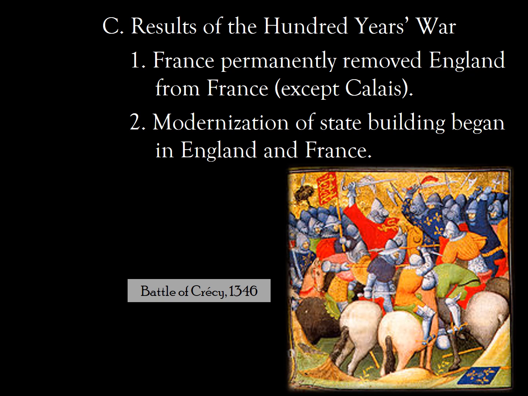It also resulted in the modernization of state building. This will begin in both England and France, leaving feudalism behind and ultimately creating stronger centralized monarchies in both nations, challenging the power of those nobles and the power that they had had under the feudal system. Ultimately, you could say that the Hundred Years' War helped to bring about the end of the feudal system.